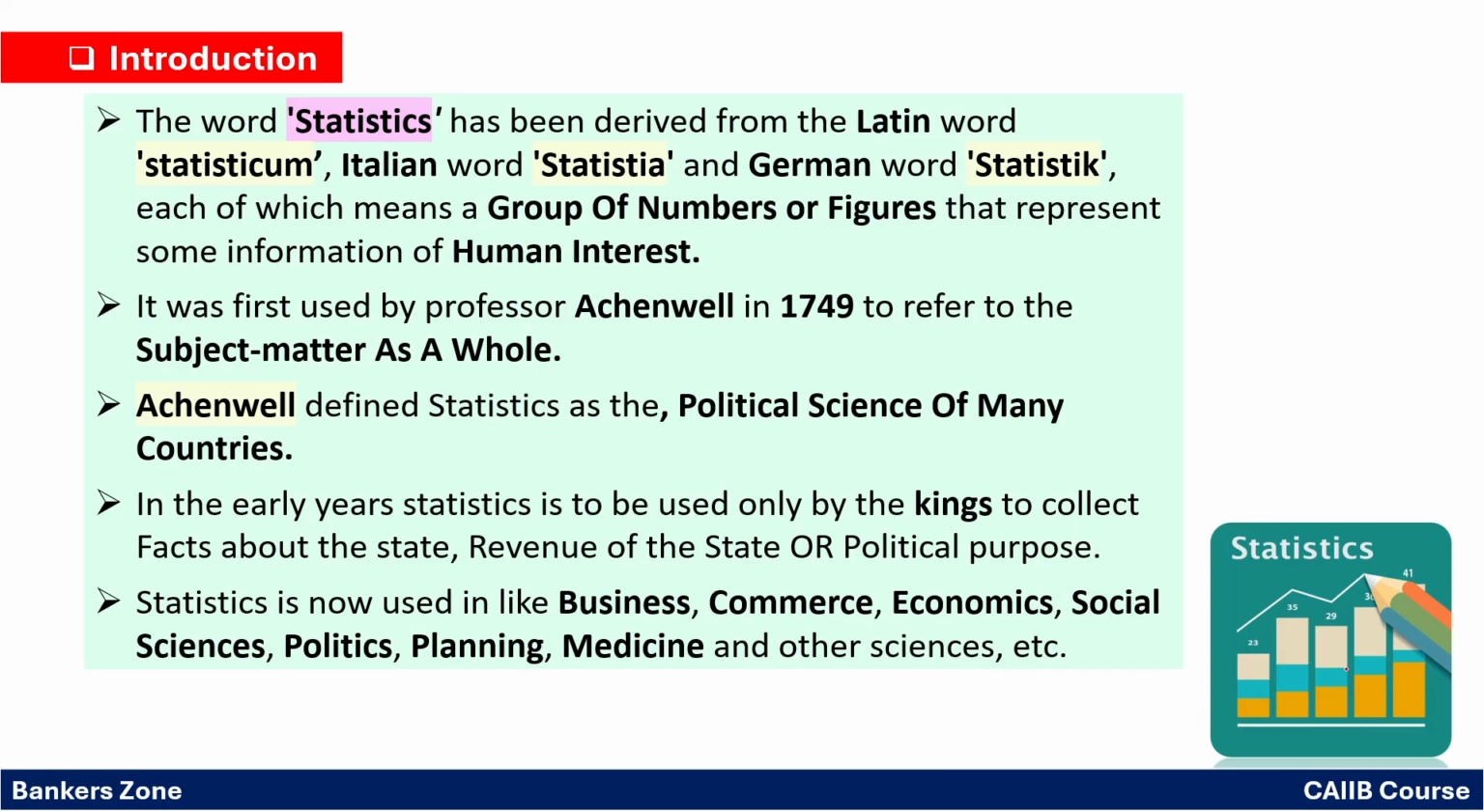Okay, now see in detail. The word statistics is derived from the Latin word statisticum, the Italian word statistia and the German word statistik, each of which simply means a group of numbers or figures which represent some information about human interest. The term statistics was first used by Professor Achenwall in 1749, when he was referring to the subject matter as a whole. Achenwall also defined statistics as the political science of many countries.